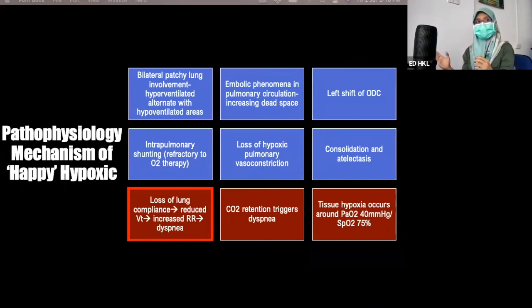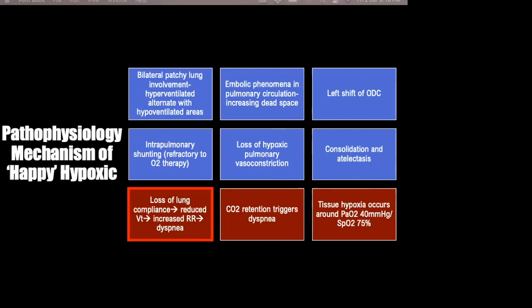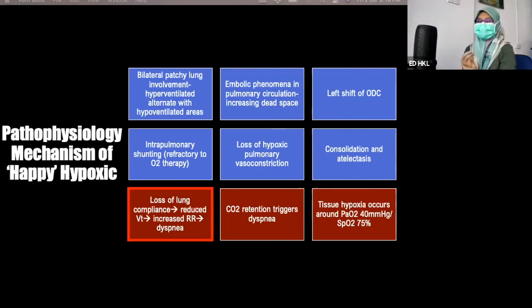So this is the point of compensation. But then, with worsening of consolidation and also atelectasis, CO2 will start to rise. This is a late change already. This is a late point. So I call it the beginning of the end. If we wait for the CO2 retention to intervene, it is too late.